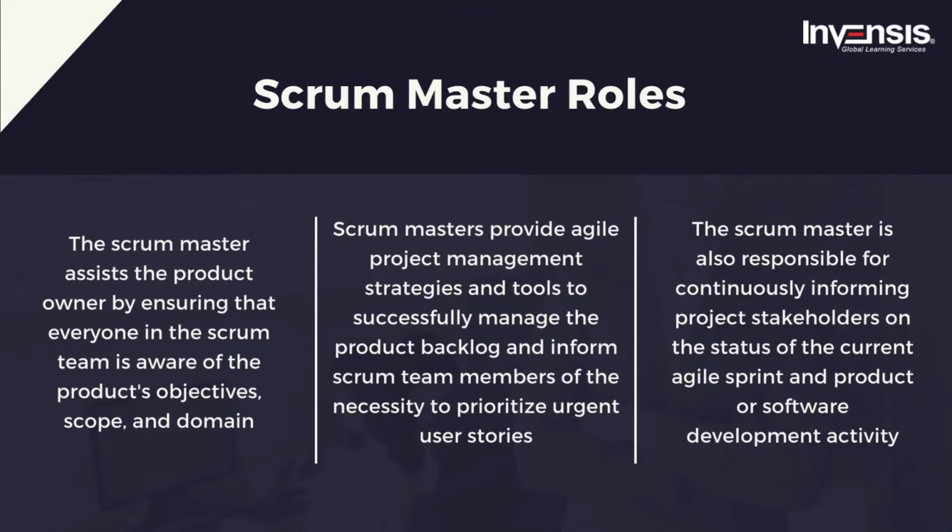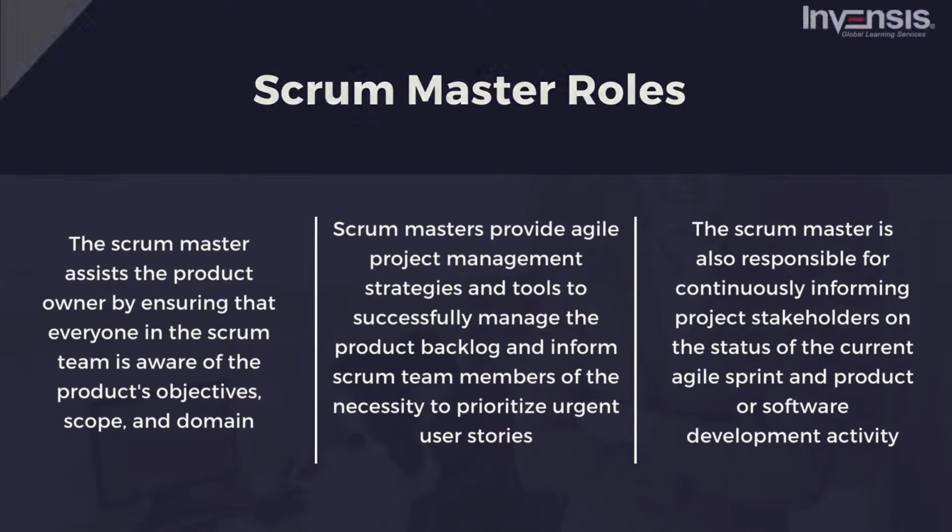Next, the Scrum Master is also responsible for continuously informing project stakeholders on the status of the current Agile sprint and product or software development activity. This may be accomplished via the different Scrum Artifacts, for example, product backlogs, Scrum meetings, and burn-down charts, as well as through standard project management communication efforts.